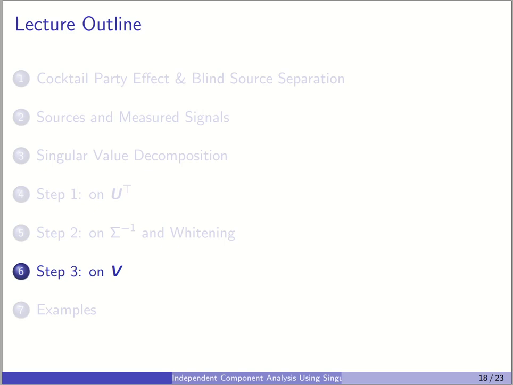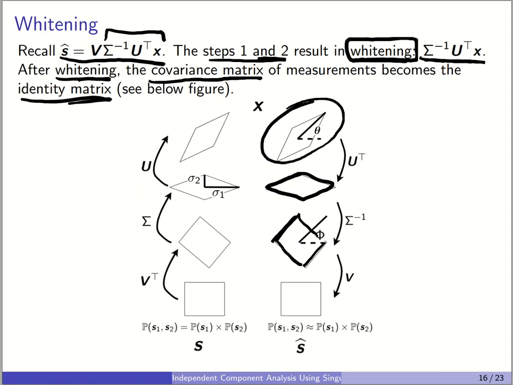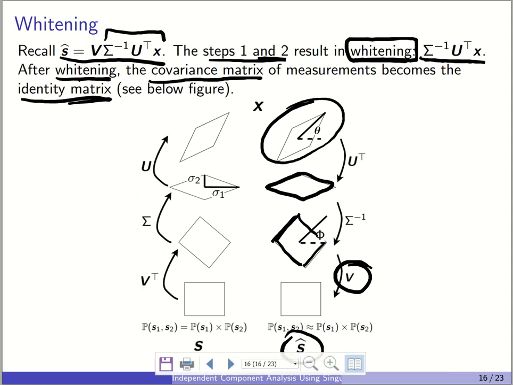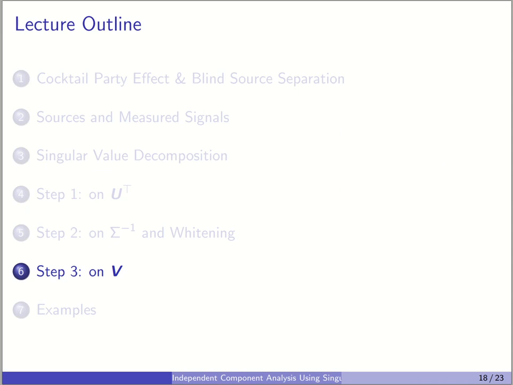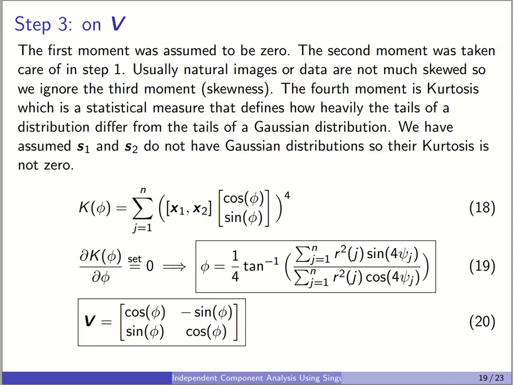And step 3, let's move on to step 3. What was the figure here? In step 3 we are talking about V. So after step 3 we will find the estimation of sources according to this equation, which is S hat equal to V sigma inverse U transpose X. So now what should we do for step 3? Do you remember we assumed that the first moment is 0 according to our assumption. The second moment, which was related to variance, was also taken care of in step 1.